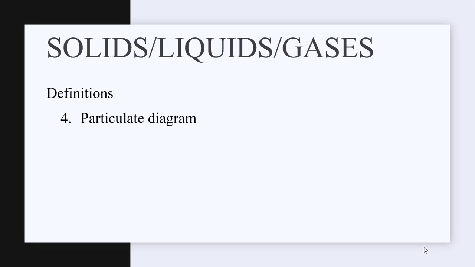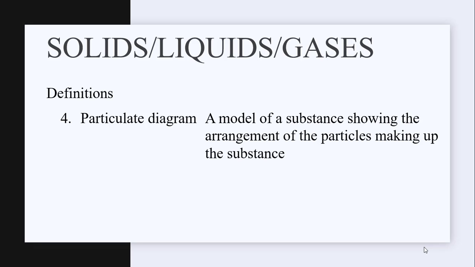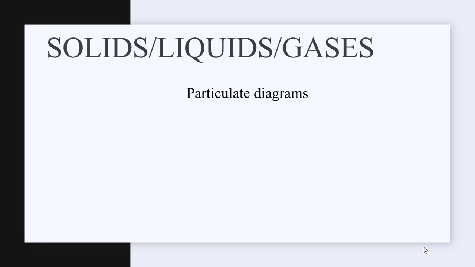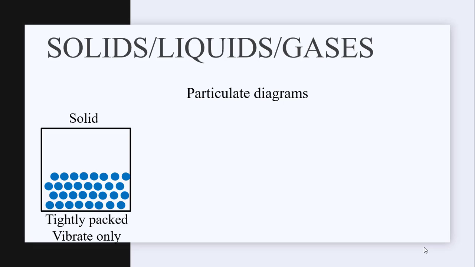Now we need to talk about a particulate diagram. A particulate diagram is a model of a substance which shows how the particles are arranged to make up the substance. In using particulate diagrams for states of matter, you can see that for solids, the particles are tightly packed, they are held together quite strongly by intermolecular forces, and all they can do is vibrate back and forth. They can't move past each other.